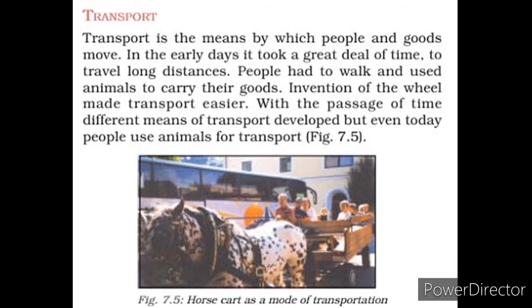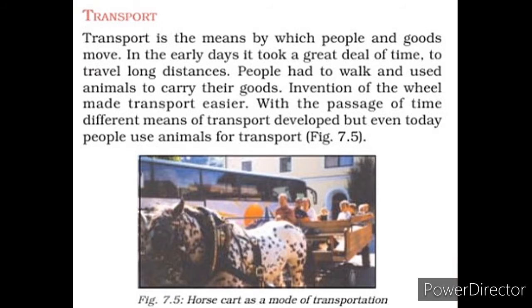See the next topic, that is transport. Transport is the means by which people and goods move. In the early days, it took a great deal of time to travel long distances. People had to walk and used animals to carry their goods. But the invention of the wheel made transport easier, and with the passage of time, different means of transport developed.